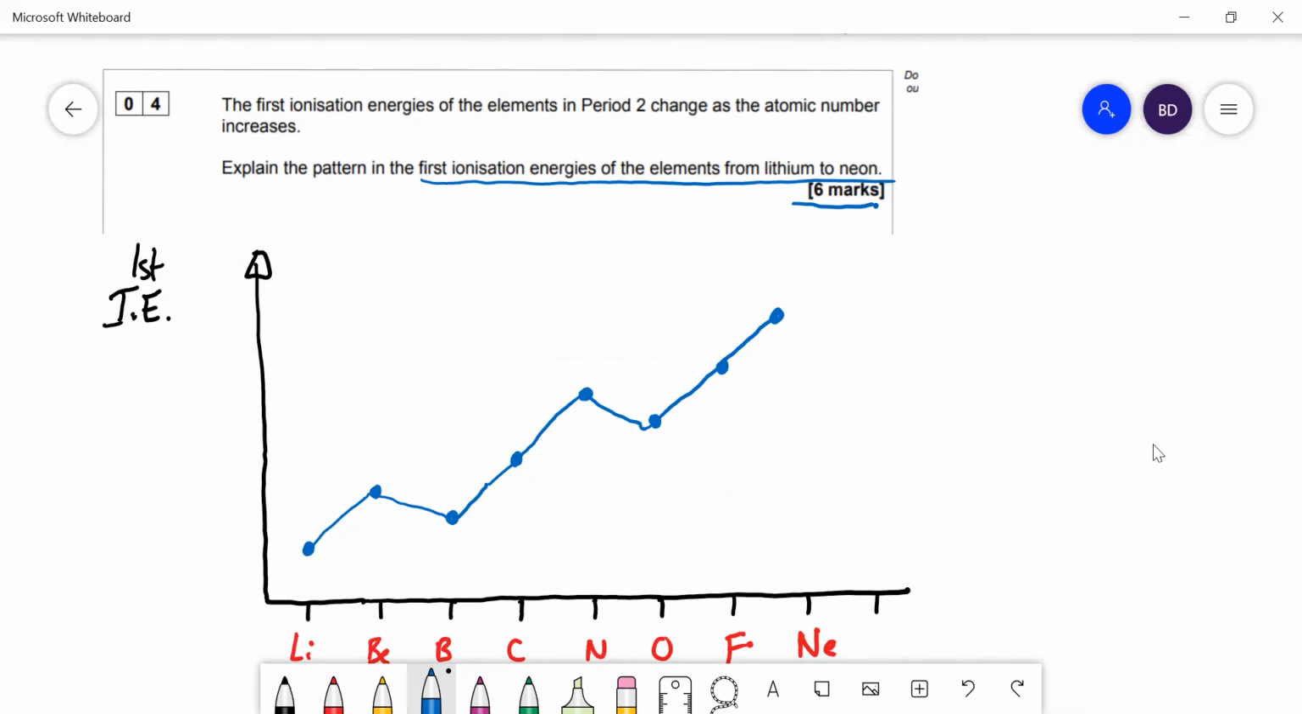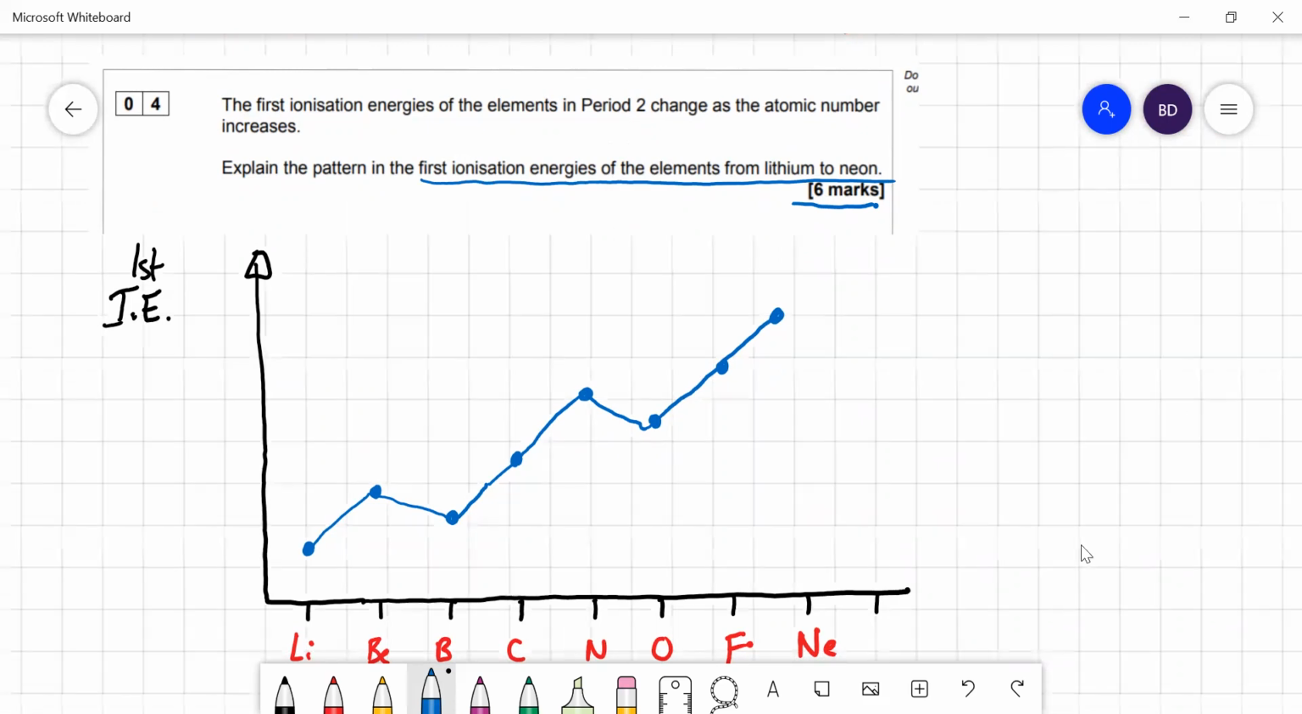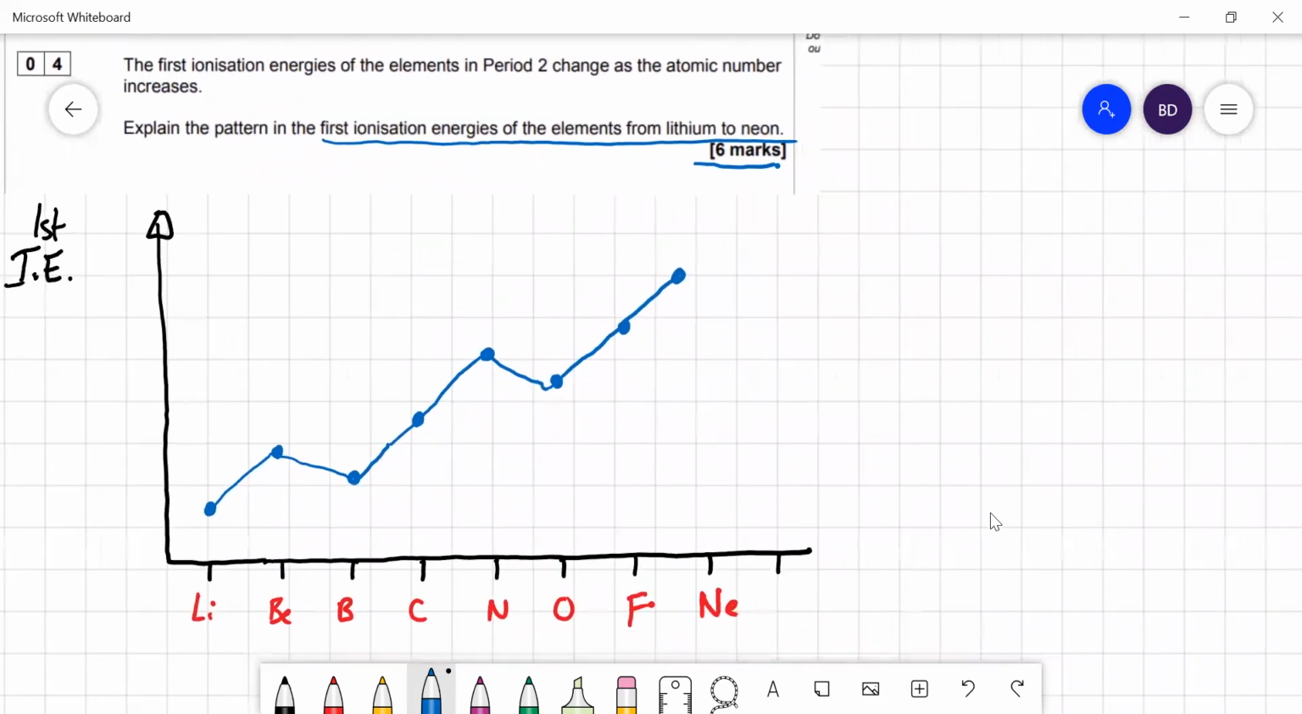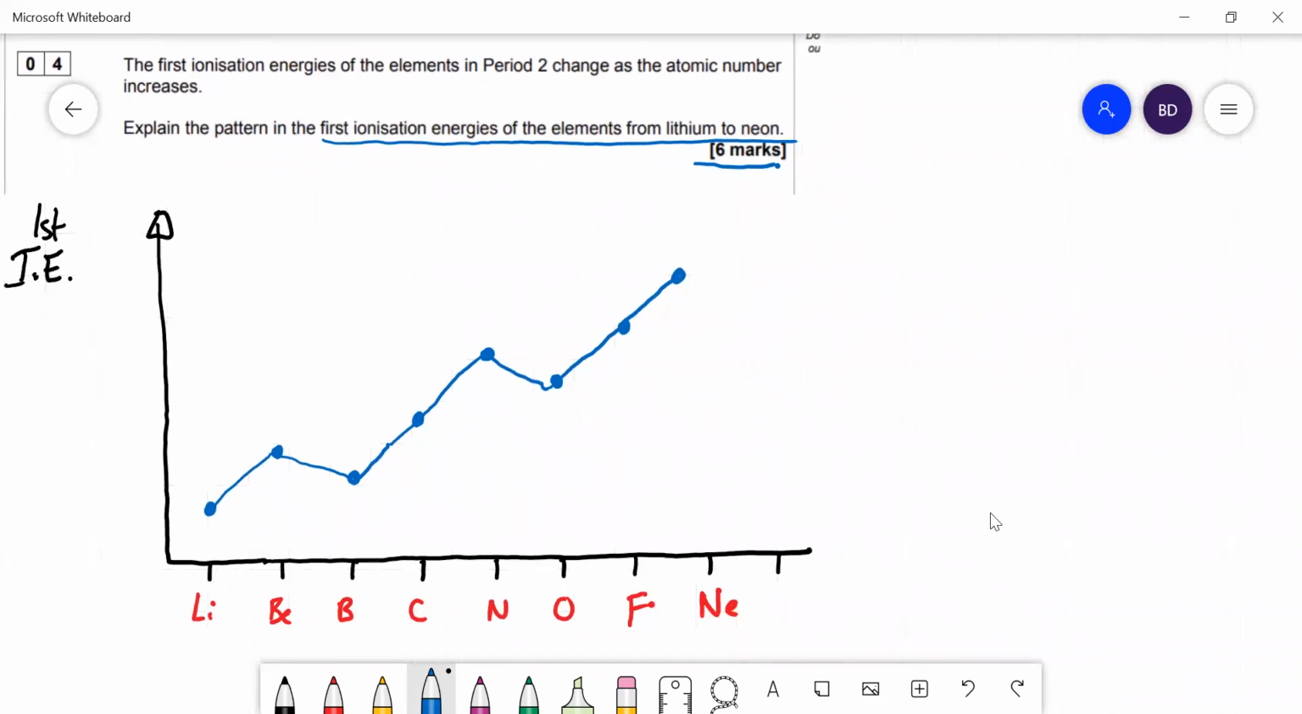Right, now you wouldn't draw this graph in your answer, not at all. I've just drawn it. You're probably very familiar with this graph, just to explain it. So you can see, we've got lithium, beryllium, boron, carbon going across period 2 all the way to neon. So let's talk about the electrons. Where have these electrons come from, the first electron? Well, in lithium, the electron's coming from 2s. Beryllium, it's coming from 2s. Boron, it's not coming from 2s, it's coming from 2p. And for the rest of these elements, the electron is always coming from 2p.